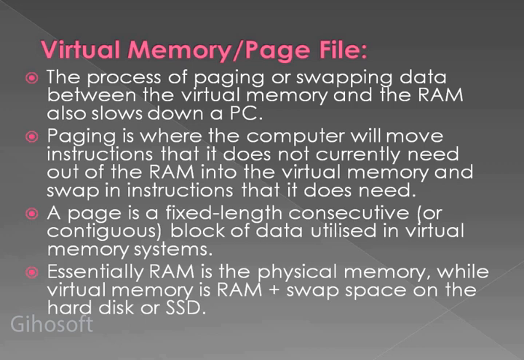Paging is a process where the computer will move instructions that it does not currently need out of the RAM into the virtual memory and swap in instructions that it does need. A page is a fixed length, consecutive or contiguous block of data utilized in a virtual memory system. Every block of data in virtual memory is known as a page, and since a page file is a file which contains a lot of pages or blocks of data, it is known as a page file. Essentially, RAM is the physical memory, while virtual memory is RAM plus swap space, or the virtual space on the hard disk drive or SSD.